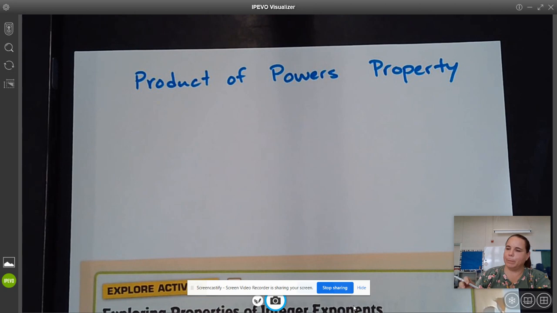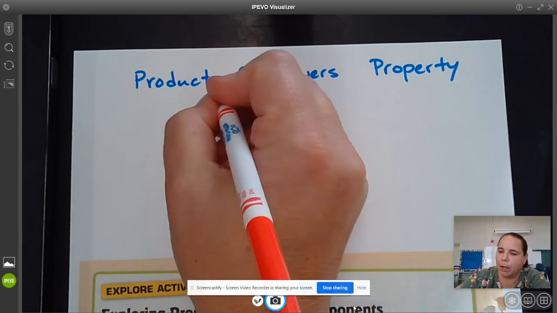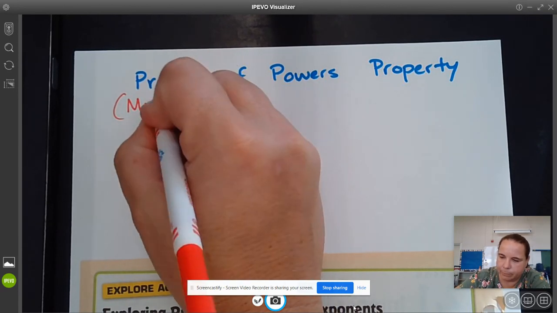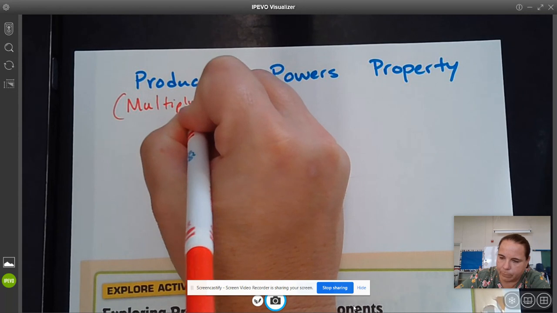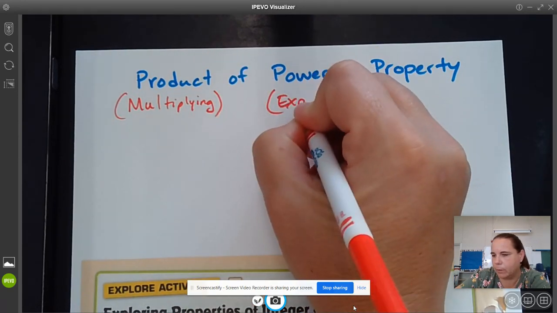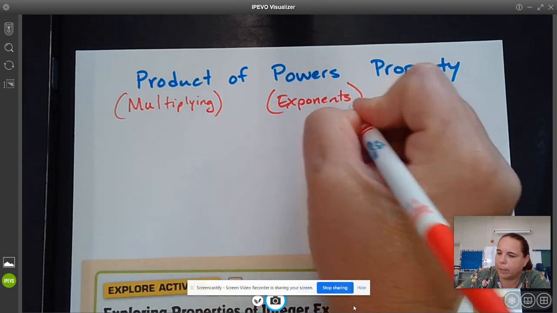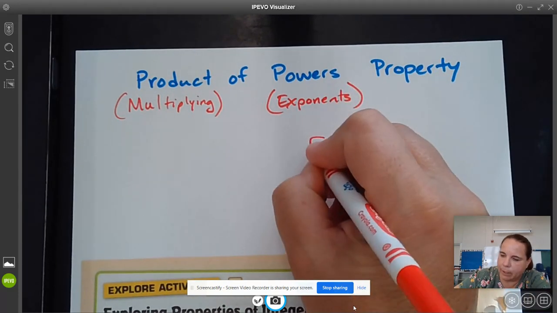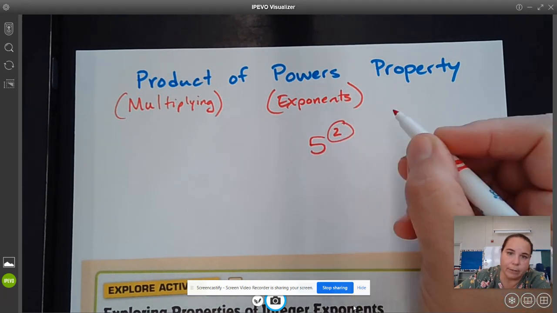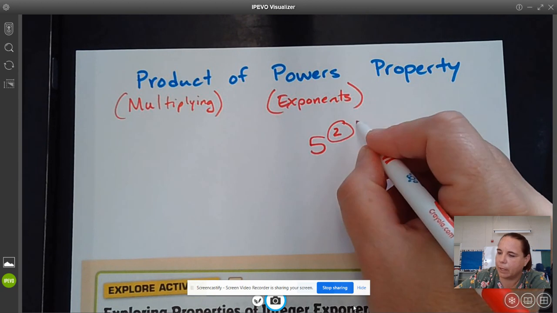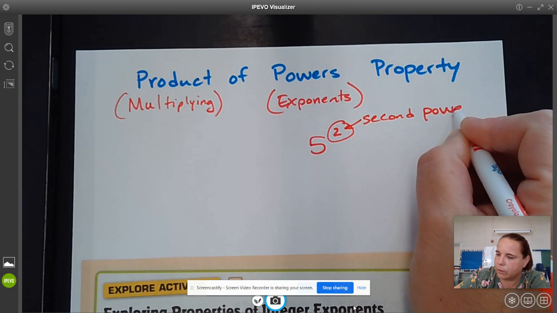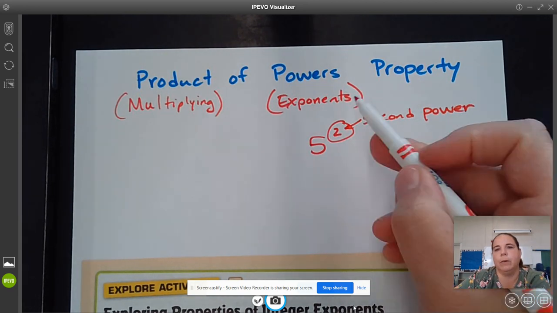All right, so today we're going to talk about the product of powers property. Product means the result of multiplying, and powers is another word for exponents. So if I say 5 to the second, 5 squared, sometimes we call this the second power. This is just another way of referring to exponents.